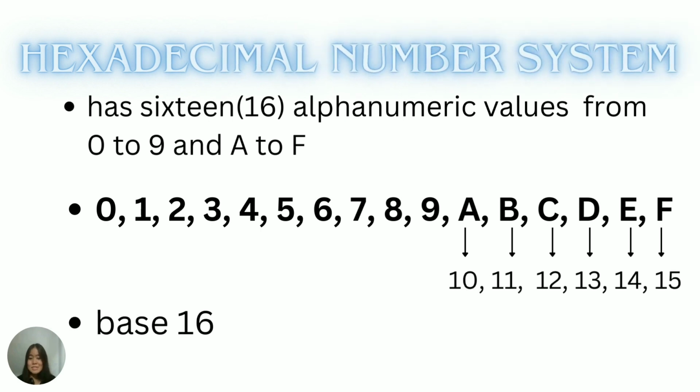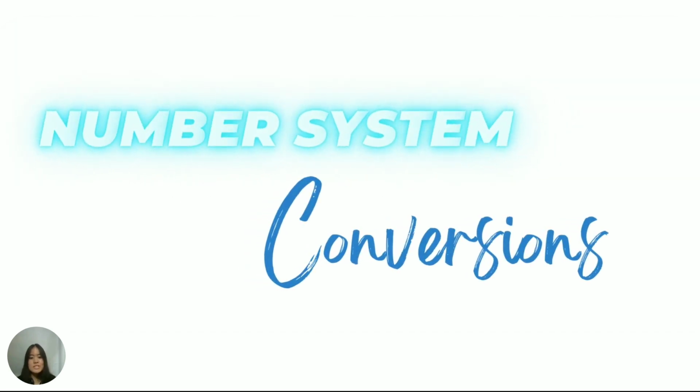And then there is the hexadecimal number system, which is a base 16 system that has 16 alphanumeric values from 0 to 9 and A to F. Each number or value is represented with 0, 1, 2, 3, 4, 5, 6, 7, 8, 9, A, B, C, D, E, and F, wherein A is 10, B is 11, C is 12, D is 13, E is 14, and F is 15. Now let's move on to number system conversions.